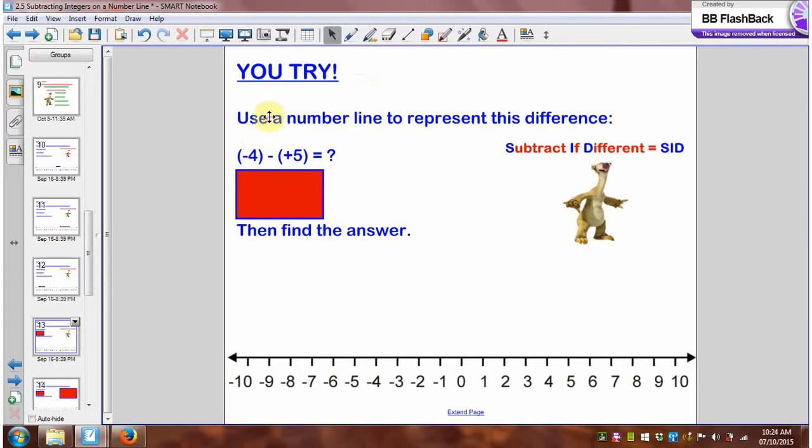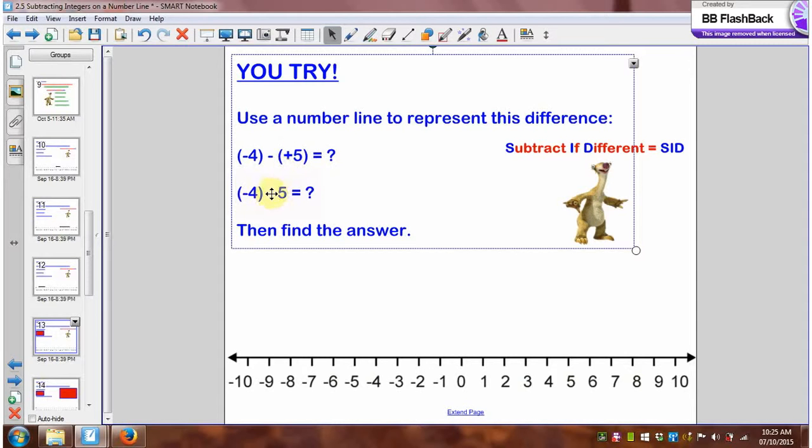You try this one. Negative 4 subtract positive 5. What's our first step? Should we use a donkey or SID? What rule should we use here? We have different signs, positive and negative. So subtract if different. So we can simplify this into negative 4, and then our negative and our positive here becomes a negative. Negative 4 minus 5.